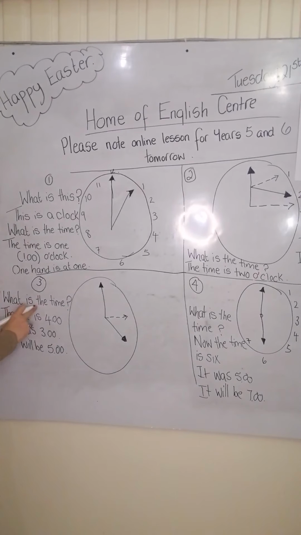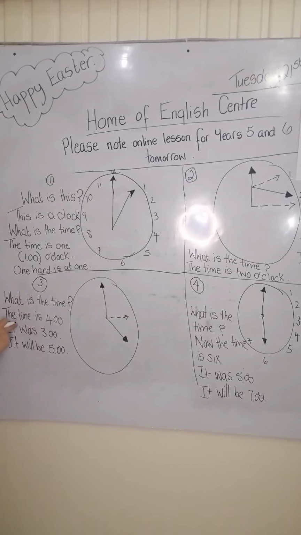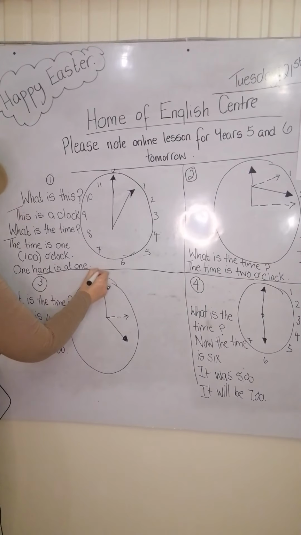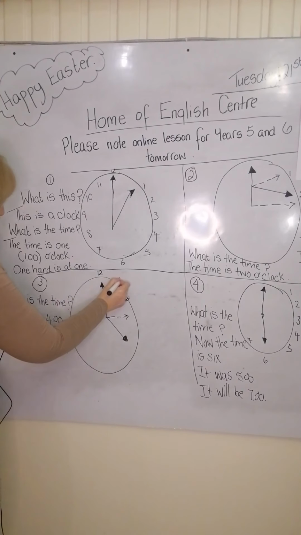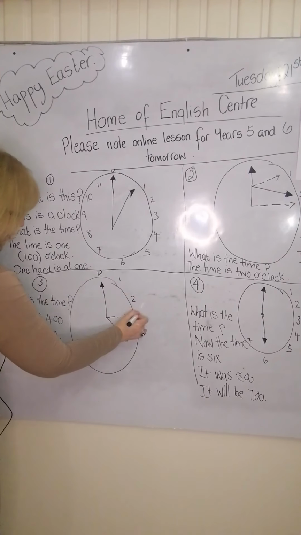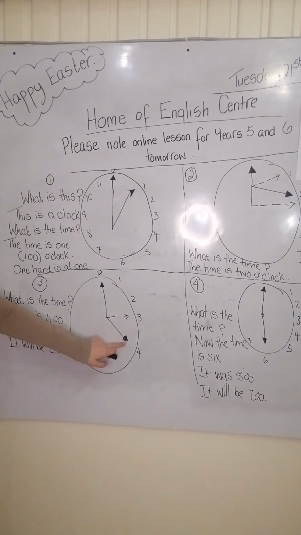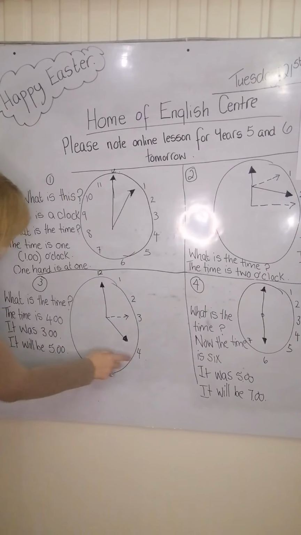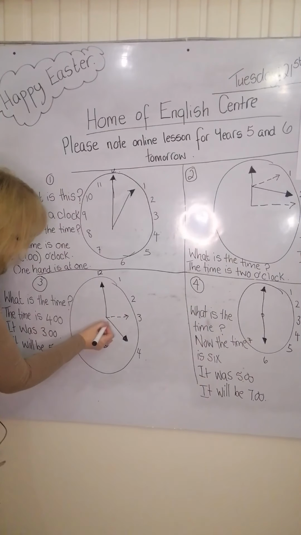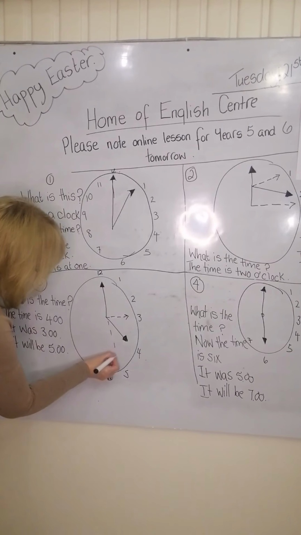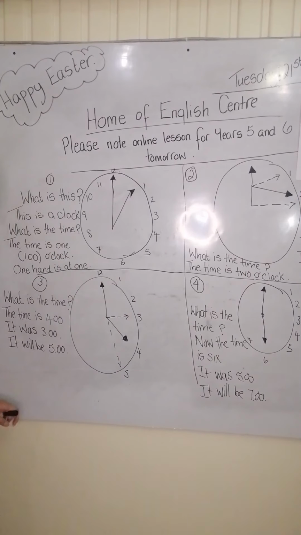What is the time? The time is 4 o'clock. So let's make sure. 12, 1, 2, 3, 4. The time is 4 o'clock. The hand is pointing to the 4. It will be 5 o'clock. It will be. Let's try. It will be 5 o'clock.